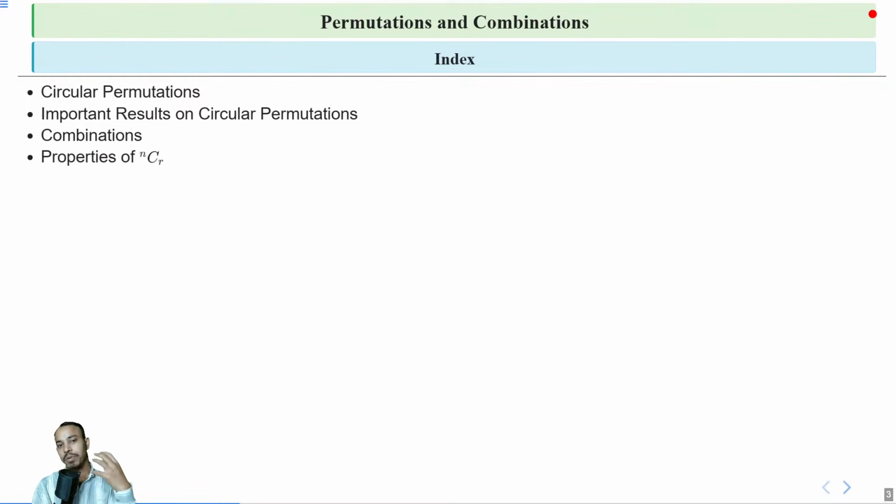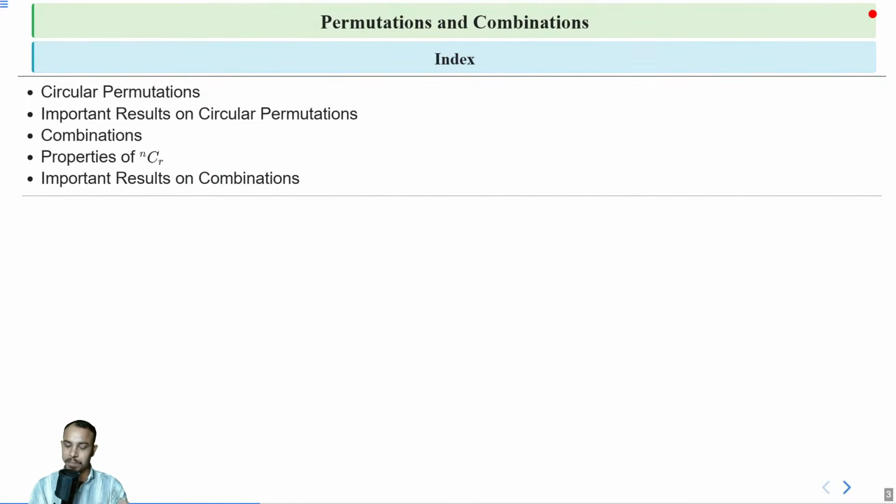After that, we will see some properties of nCr. So there are some important properties of nCr. We will talk about them. Next, we will see some important results on combinations. These results will help you to solve many problems. After discussing these topics, we will discuss some practice questions on permutations and combinations.